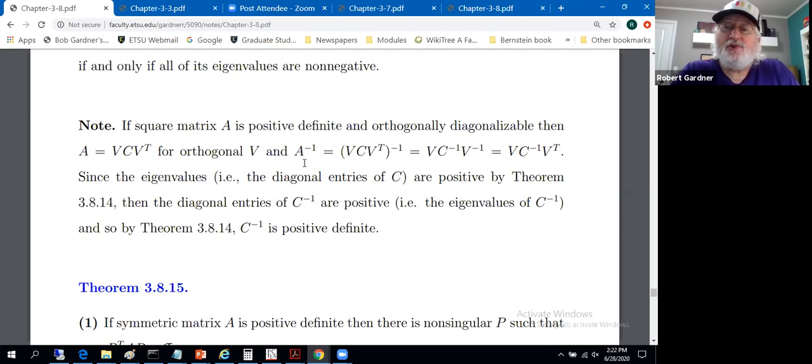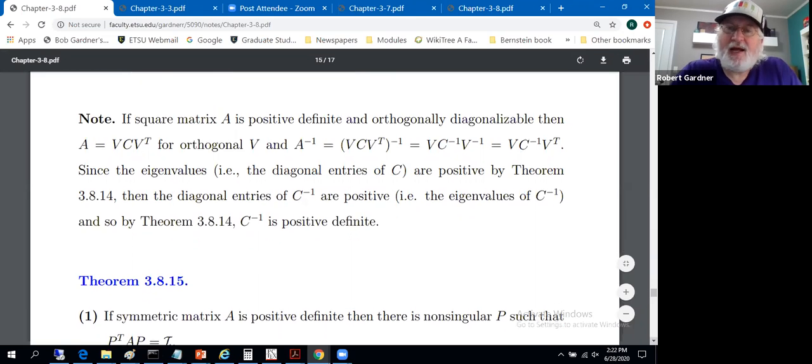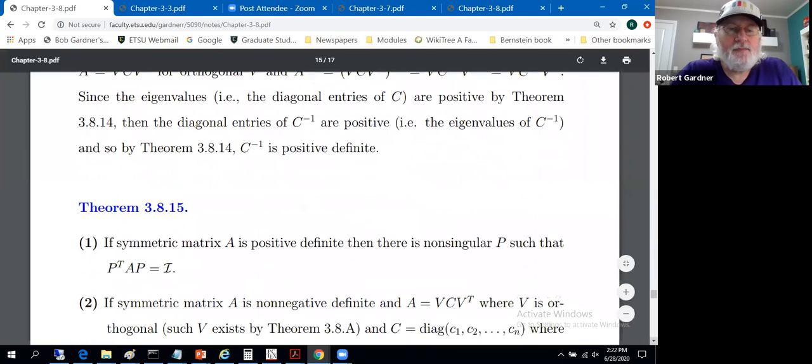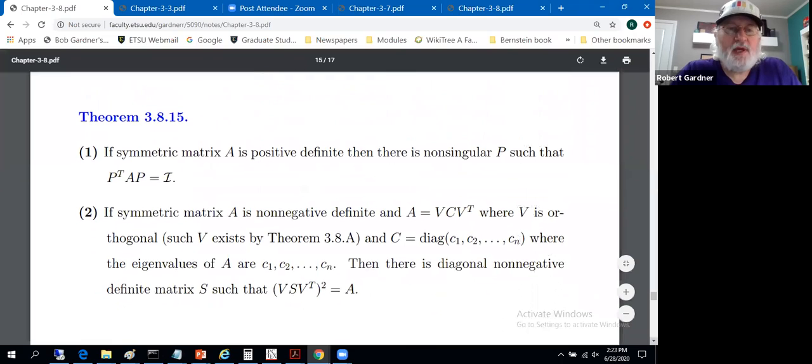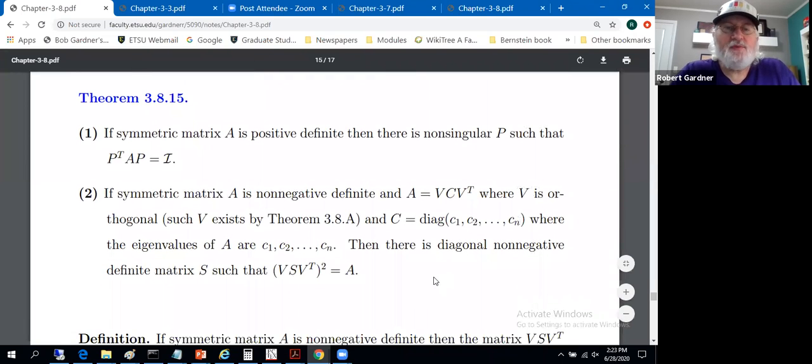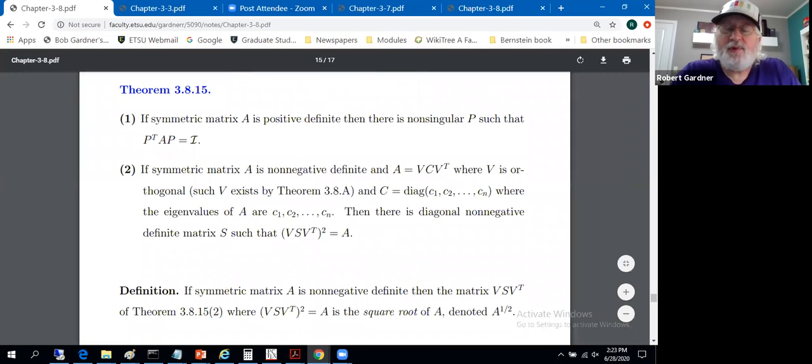So we get this relationship between A inverse and a positive definite matrix, applying theorem 3.8.14, relating it to the eigenvalues. Okay, another result, the first part of which I'm mildly interested in, the second part of which, let's read that before we get into the proof, as there's some motivation for the second part, and the second part's based on the first part.